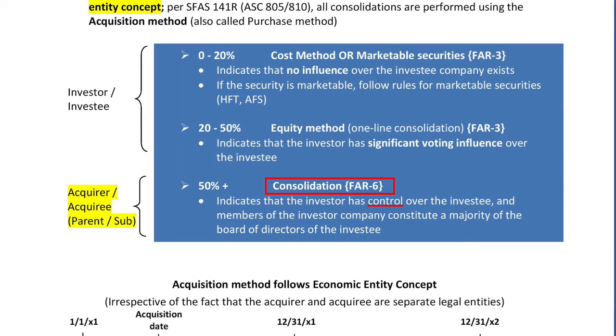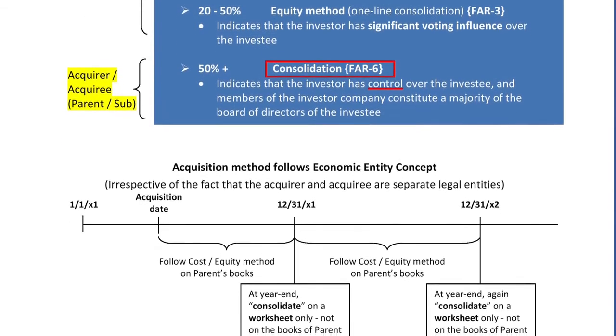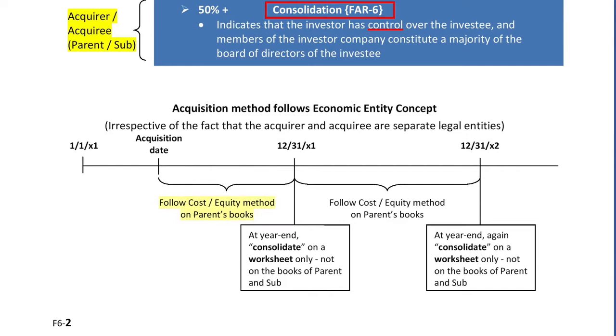Now, during the year, the parent is going to account for the investment in its own books using the cost or the equity method. So highlight: follow cost or equity method on parent's books. But at year end, they're going to consolidate the financials of the subsidiary into their own financials on a worksheet. So highlight: consolidate on a worksheet only, not on the books of the parent and subsidiary. Next year again, they're going to account for the investment in the subsidiary using the cost or equity method on the parent's books. At year end again, they're going to consolidate on a worksheet only.